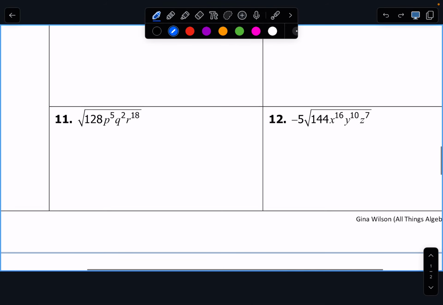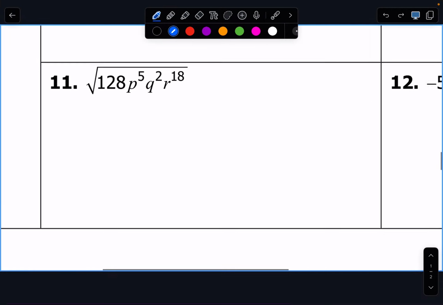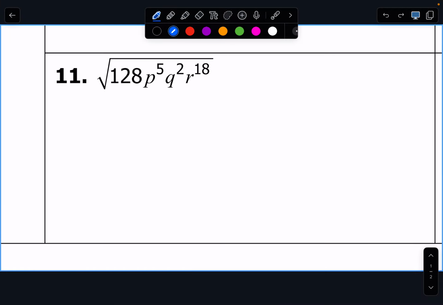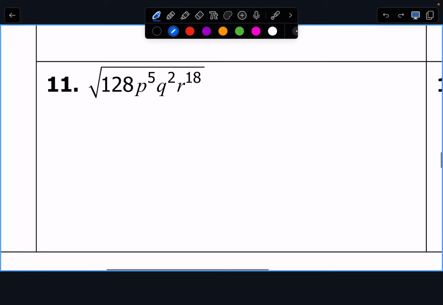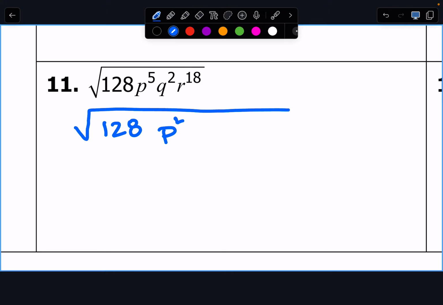All right, let's come down here to number 11. 11's got a lot going on, but it's okay. We're just breaking it apart, okay? So this is what I'm going to do first. I'm going to make a square root. I'm going to write 128. I'm going to write p to the 4th times p, q squared, and r to the 18th. Why do you suppose I did that?